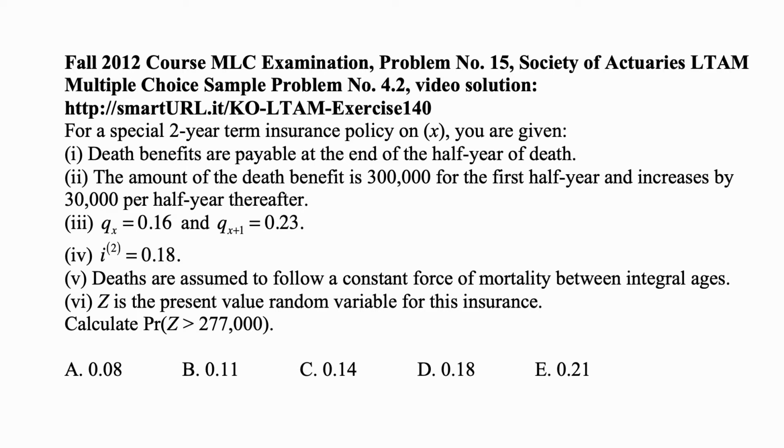Here's a problem for today for exam LTAM. For a special 2-year term insurance policy on X years old, you are given death benefits payable at the end of the half year of death. The amount of the death benefit is $300,000 for the first half year and increases by $30,000 per half year thereafter. qx is 0.16, qx+1 is 0.23, i^(2) is 0.18. Deaths are assumed to follow a constant force of mortality between integral ages, which means ages that are integer numbers. Z is the present value random variable for this insurance. Calculate the probability that Z is more than 277,000.